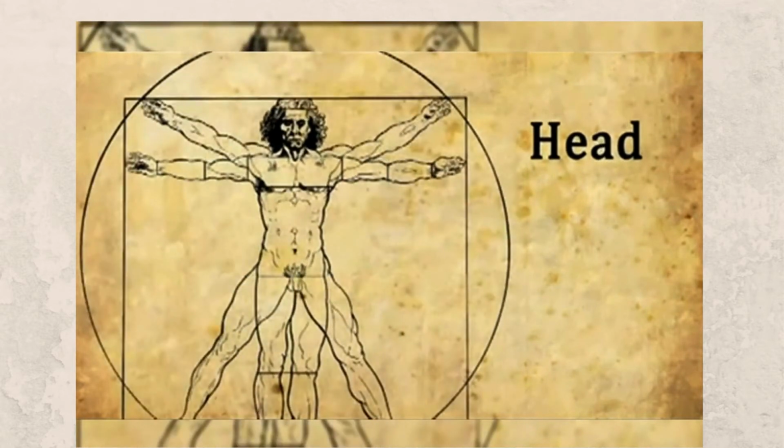Let's start with the head. If we draw a rectangle whose base goes along the man's neck from shoulder to shoulder, the top of the rectangle should meet the top of the man's head. This creates the first golden rectangle.